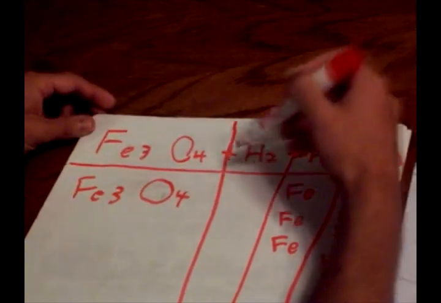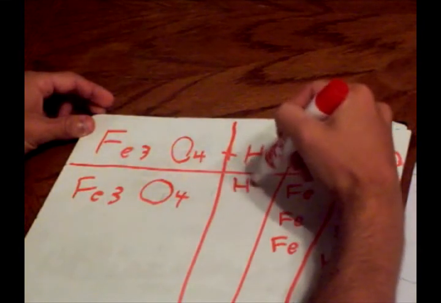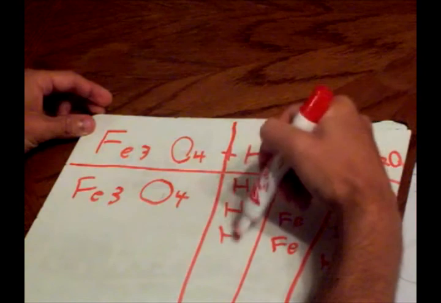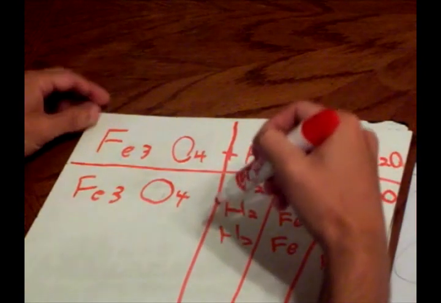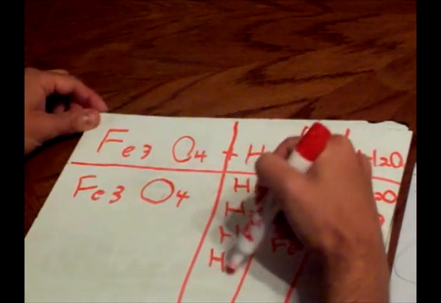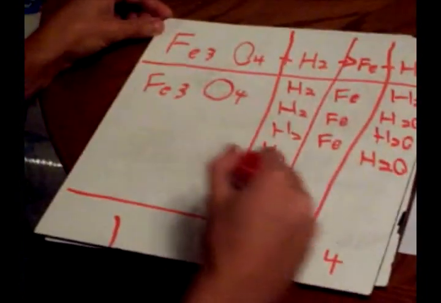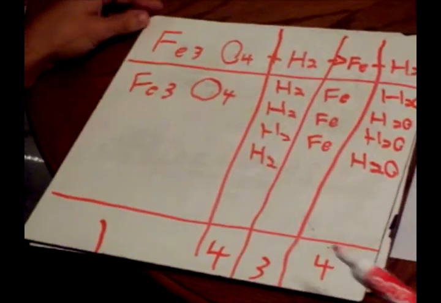Let's see what will happen if we put 4 of them. H2, H2, H2. Oh, here it comes, one more H2. So now, you have 4 right there, and 4 right there. And people, that is your little old answer.